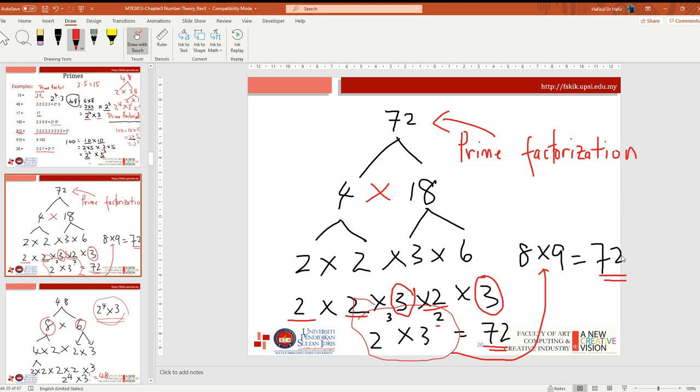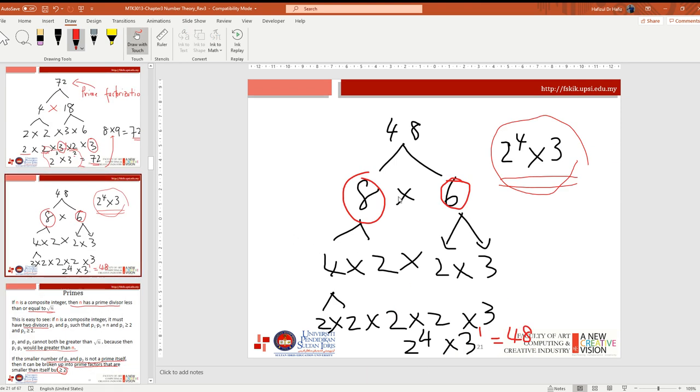Prime factorization is a way of expressing a number as a product of its prime factors. A prime number is a number that has exactly two factors: one and the number itself. For 48, we get 8 multiplied by 6, then 4 multiplied by 2, 2 multiplied by 3, and finally 2 power of 4 multiplied by 3 power of 1, equivalent to 48.